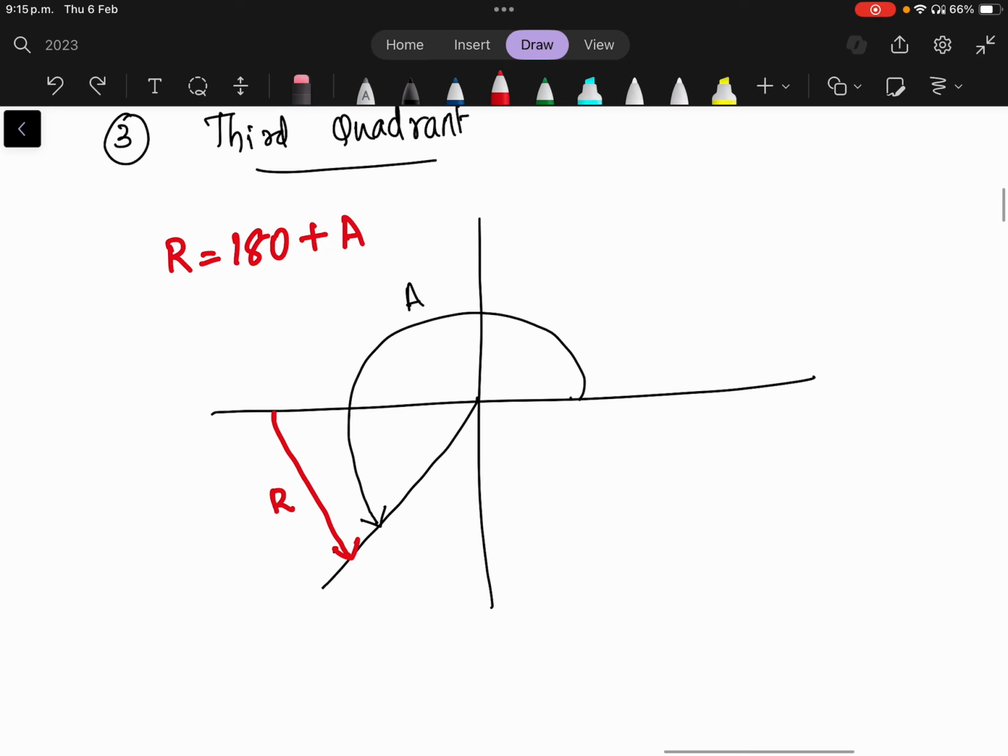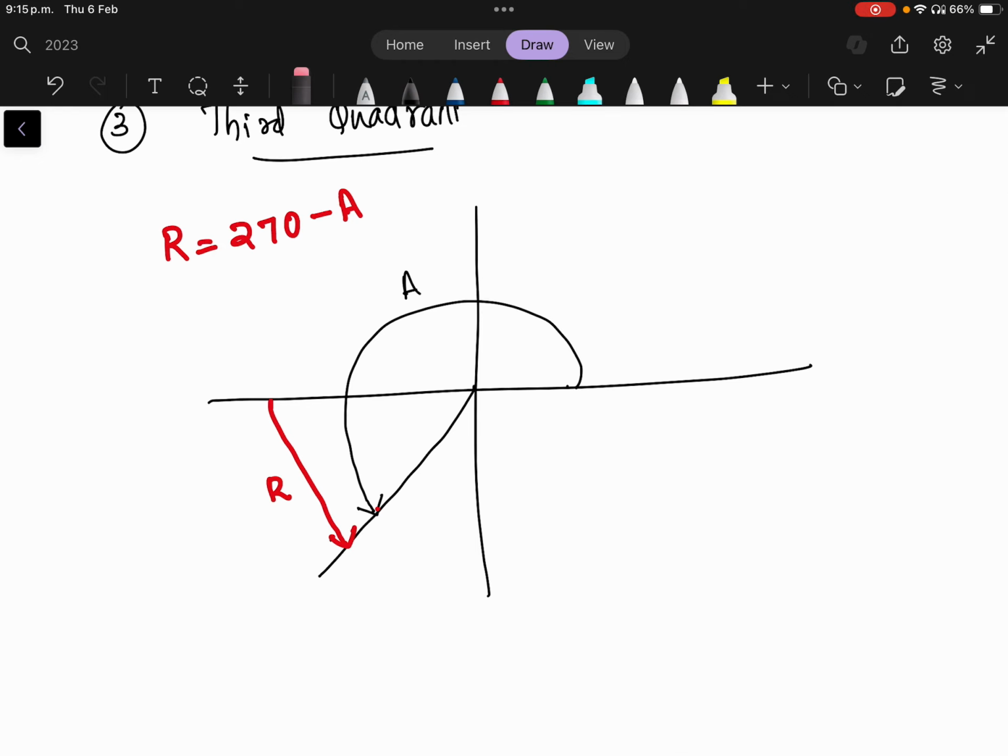Sorry, there is a confusion there. No, sorry, it is 270 minus A. It is 270 minus A, because this total is 270 and A you have covered, so it is 270 minus A is the reference angle.